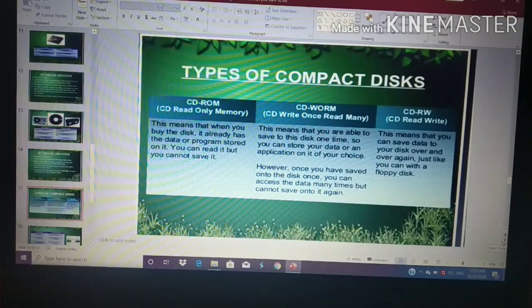Now let's go to another slide, that is types of compact discs. Basically there are 3 types of compact discs: CD-ROM, CD-WOM and CD-RW. So what is the speciality of CD-ROM? CD-ROM is read only memory, that means you can only read the memory. Okay, you cannot change the program or you cannot save your data from your side. Okay, you can only read.